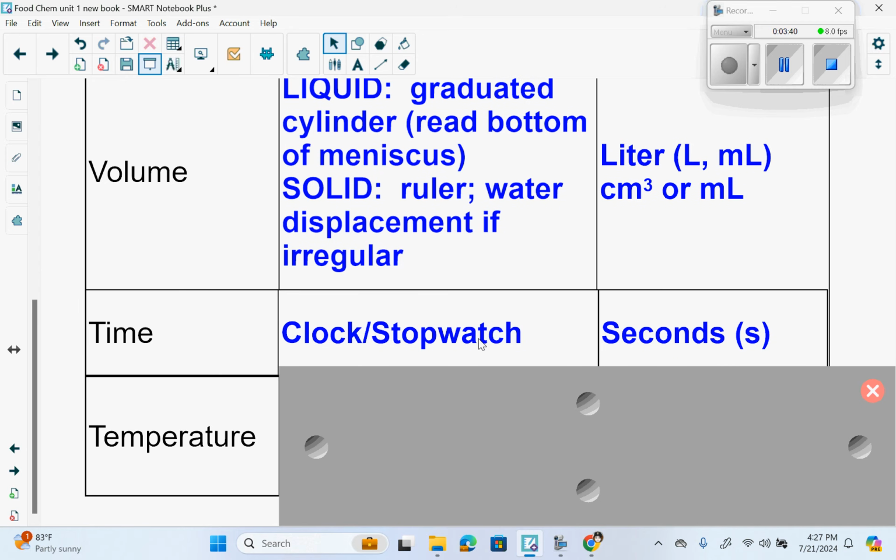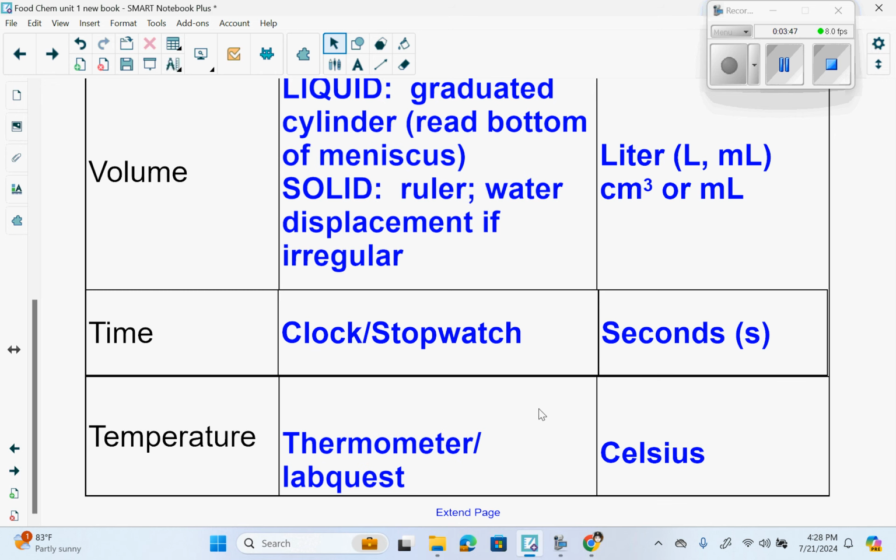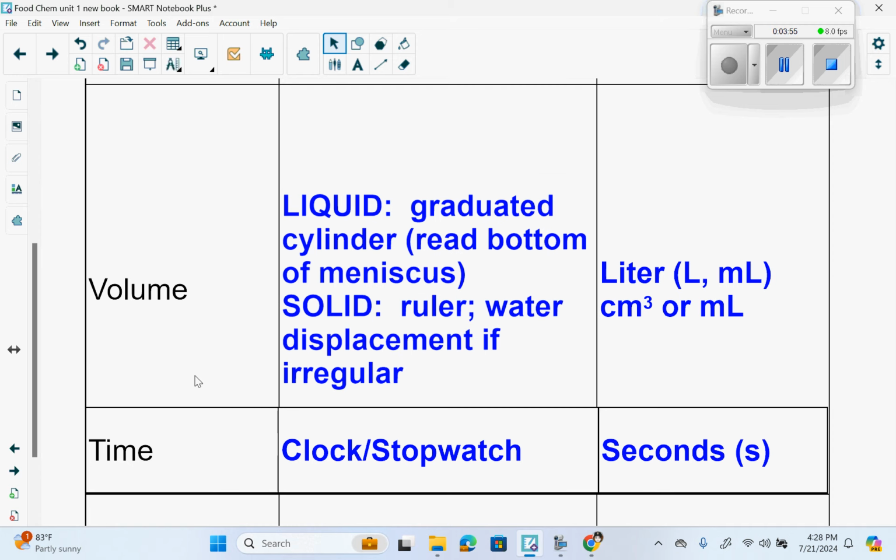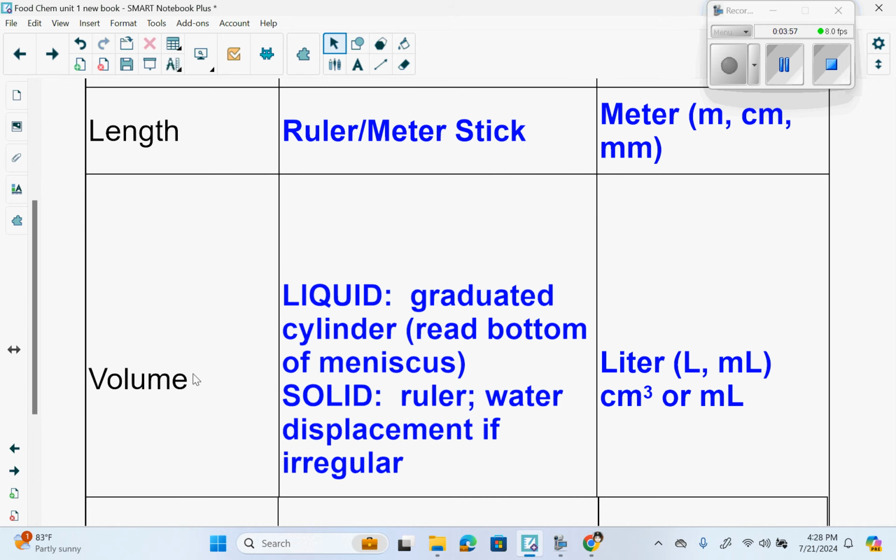Time would be a clock or a stopwatch, and we will actually need this. We're cooking certain things, so that would be the second. And then we'll do temperature a lot. You'll either use a thermometer or a LabQuest, and that will be in Celsius. But a lot of times, if you're using measuring cups and such for volume, that will be the English system. We'll talk about that when we do the actual labs.